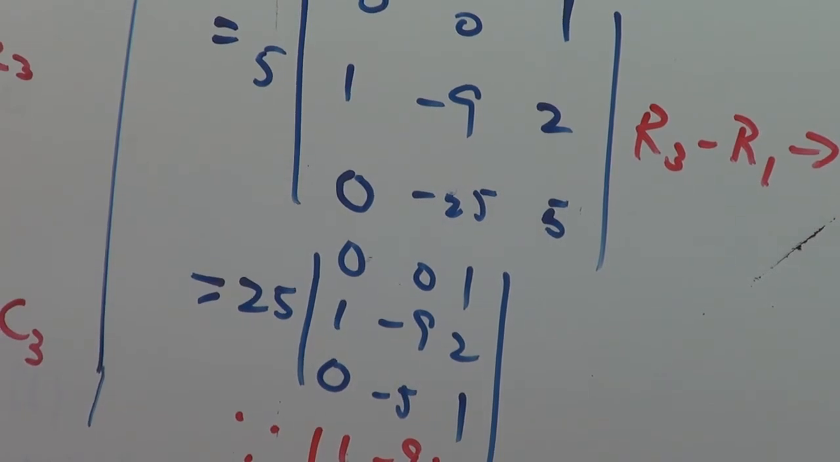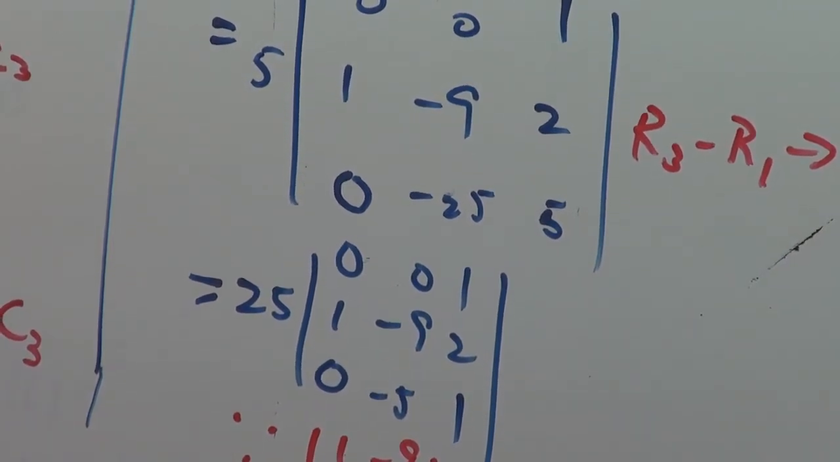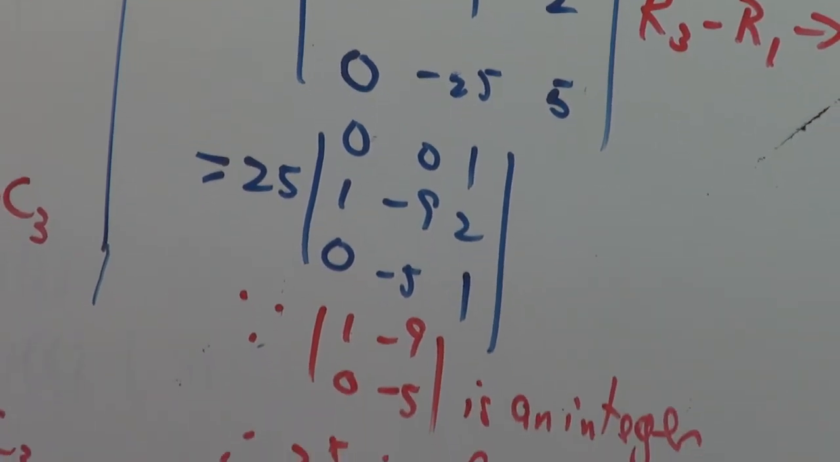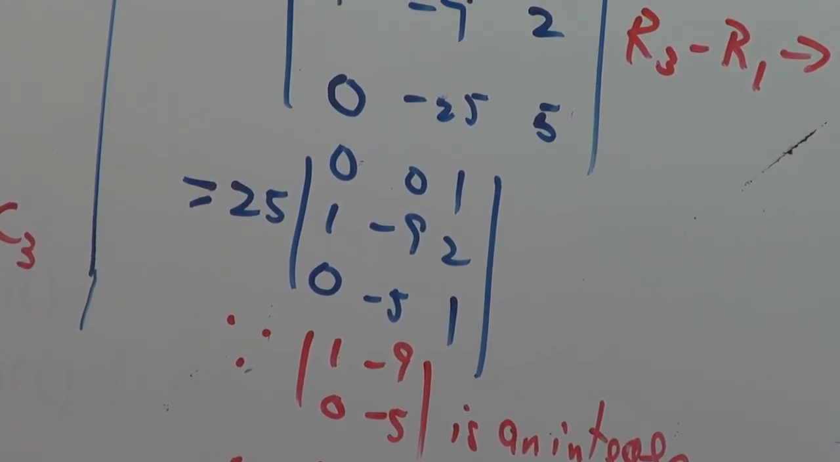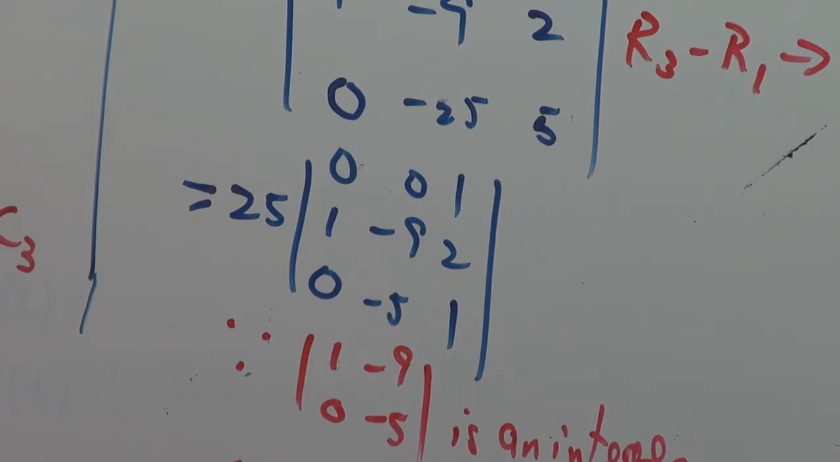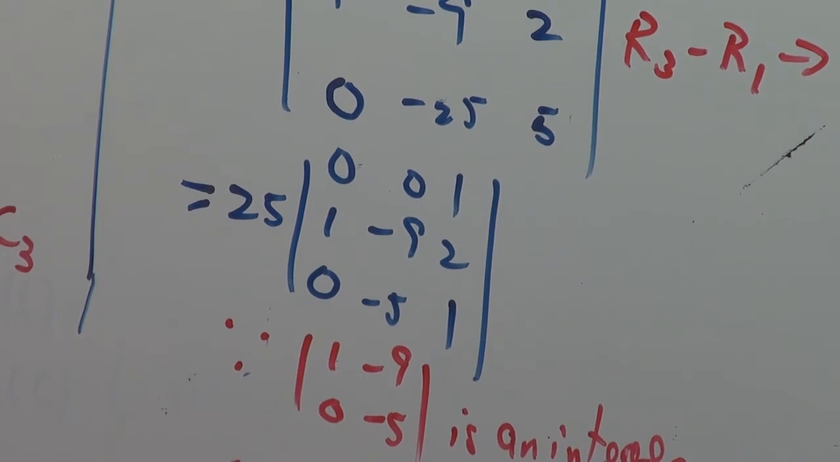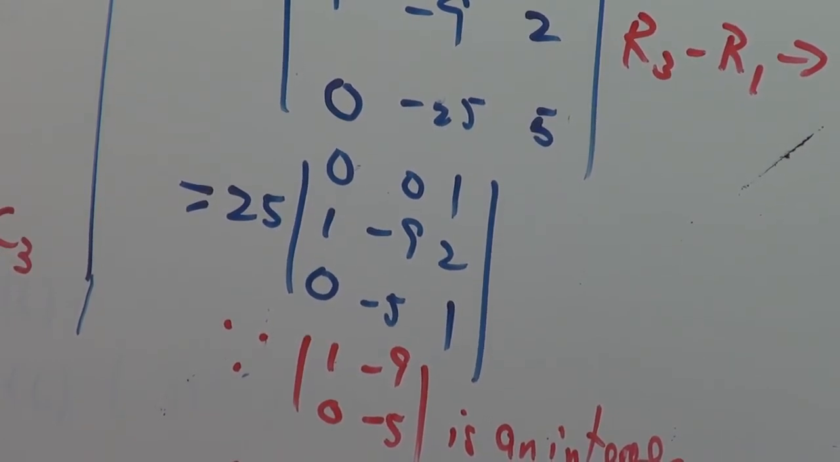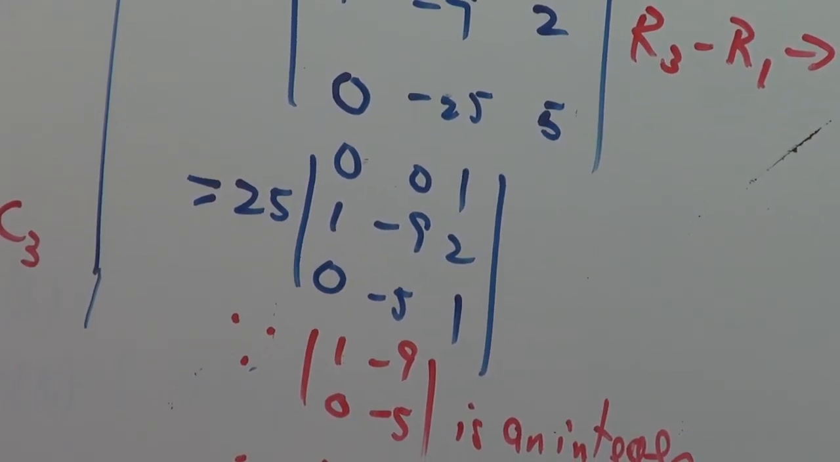Now, the concept of divisibility is that when we talk about divisible by 25, we have to make sure that the number multiplied by 25 is an integer. So the next thing we have to do is to expand it, right? Of course, you know that along the first row, the only parts that you have to expand are 1, negative 9, 0, and negative 5. But since the first 2 elements are 0, it remains 1, negative 9, 0, and negative 5.